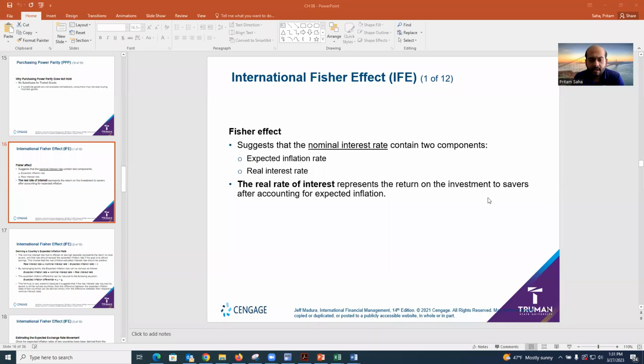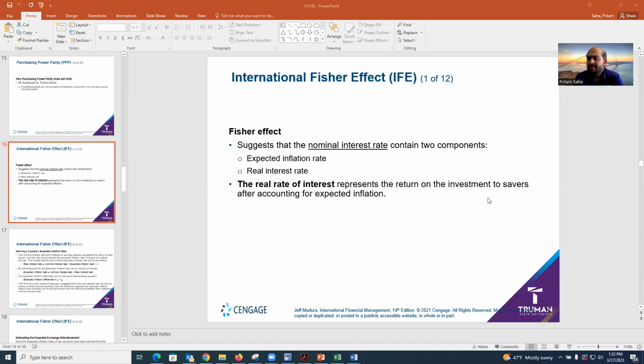All right, class. Today we'll talk about the Fisher effect. So basically, we'll talk about the international Fisher effect. Before jumping on to the international Fisher effect, let's go over a little bit about the Fisher effect. When you say Fisher effect, it's all about trying to explain the nominal interest rate.